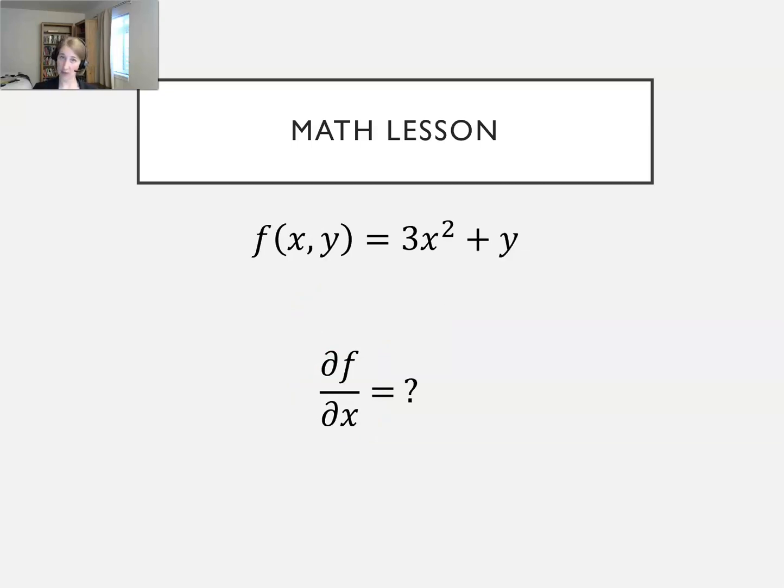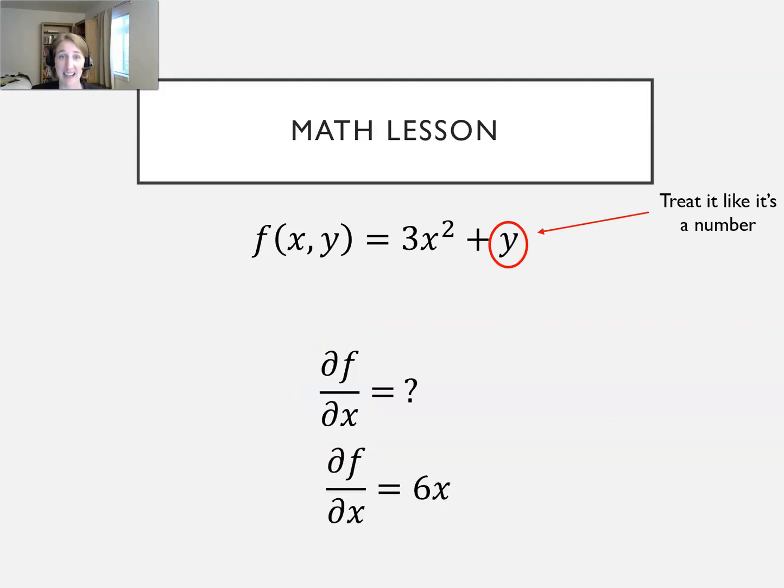All right, now let's try it with a y in there. So now we have an expression f of x and y, 3x squared plus y. And I don't know what y is. Maybe it's 7, maybe it's 17, but it's just a number. So when I ask you, please take the derivative with respect to x, you just treat the y like it's a number. And so that derivative then is again 6x.